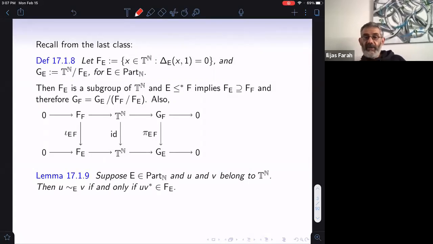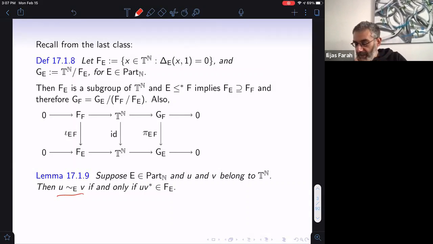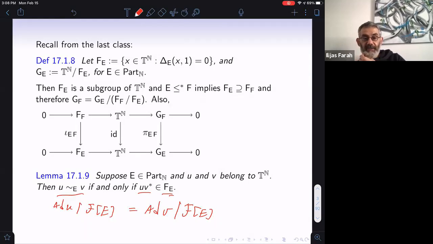So the lemma that we spent most time last time proving was a characterization of when two unitaries are equivalent with respect to VE, and remember what this meant is that conjugation by U as restricted to that algebra Fe was equal modulo compacts with conjugation by V restricted to the same algebra. Right, so we proved that this is equivalent to saying that UV star belongs to this group F sub E.